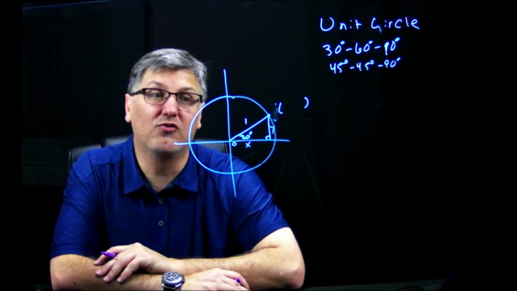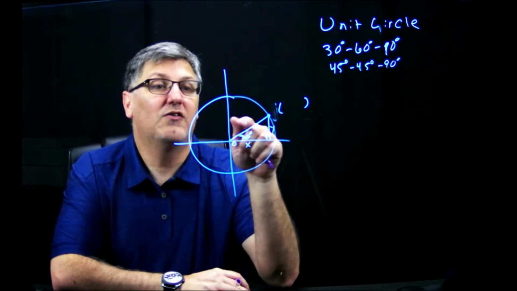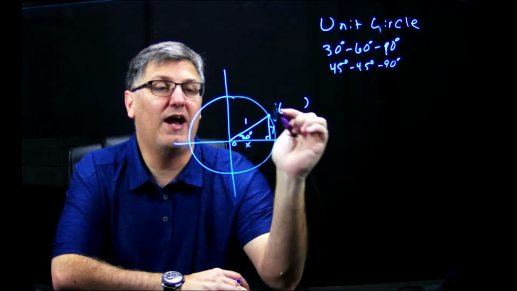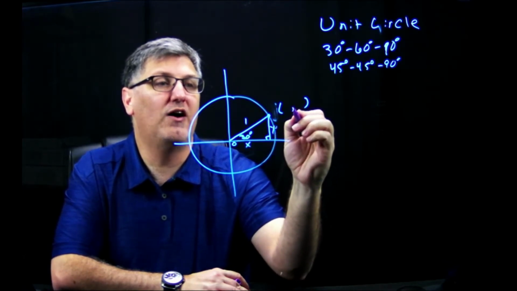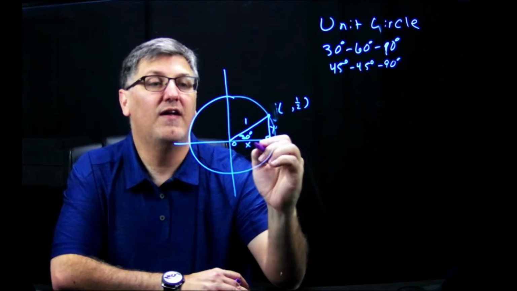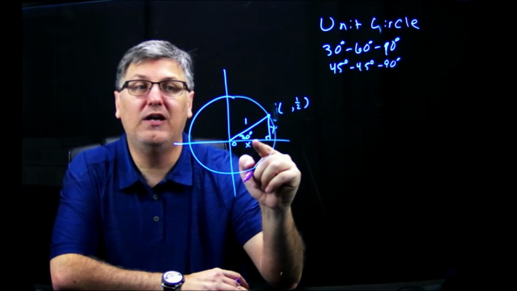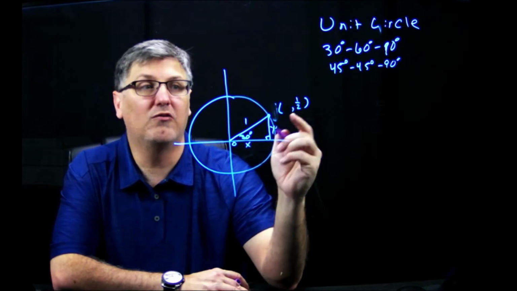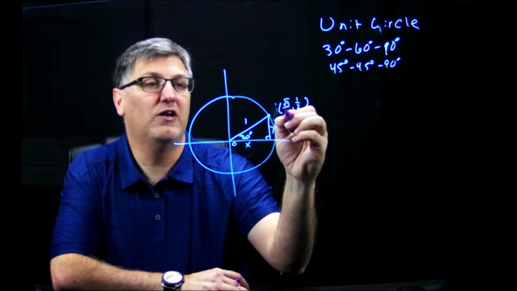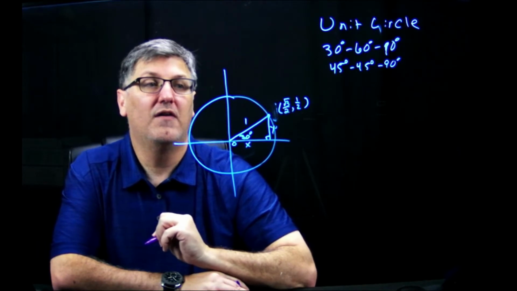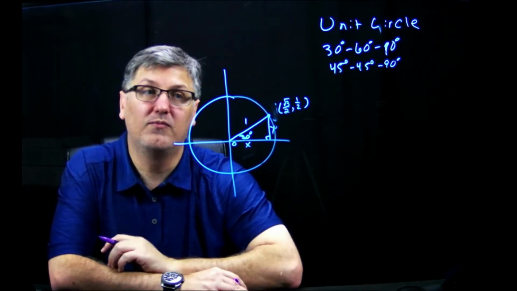Well, let's see. Special right triangles are going to basically tell us that across from my 30 degrees is going to be half of my hypotenuse, so my Y value is 1/2, and this is going to be the square root of 3 times the side opposite of 30 degrees. So this becomes the square root of 3 over 2. And there's our first point.